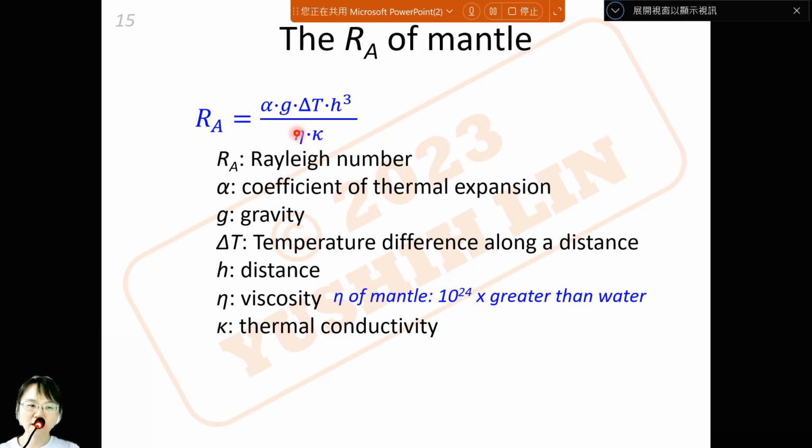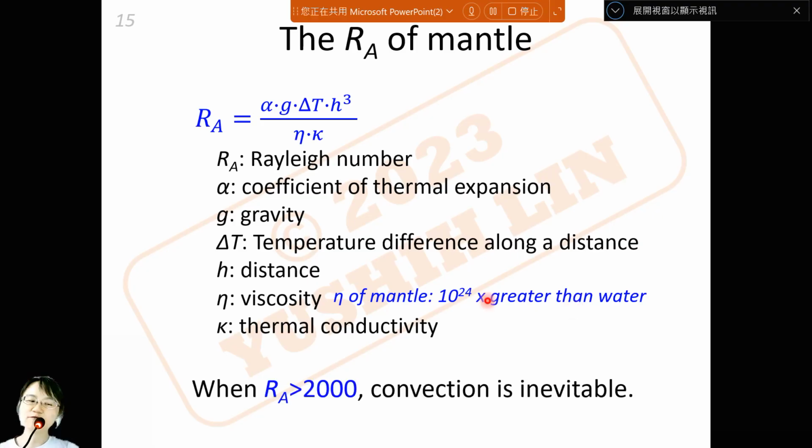How about the viscosity of mantle? It is 10 to the 24th times greater than water. It's almost solid, right? In fluid dynamics, there's a threshold value. When the Rayleigh number is higher than 2000, convection is inevitable. You can use this parameter to determine whether the material can flow.